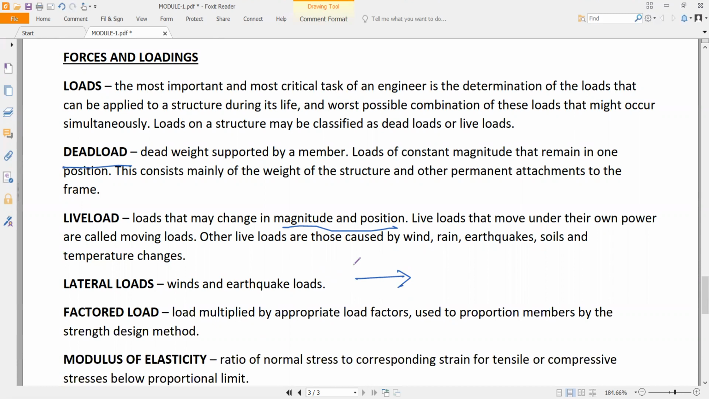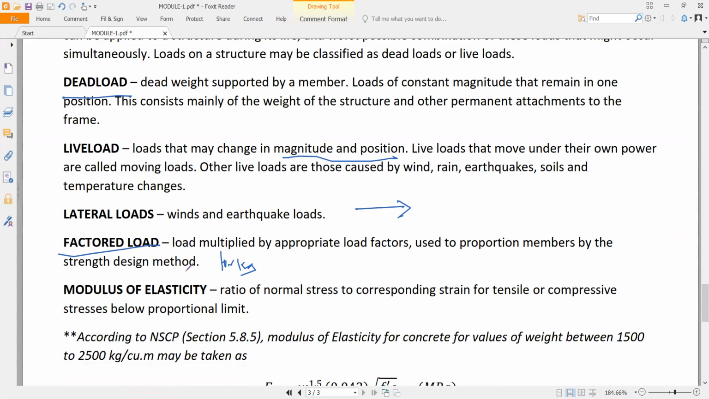So, factored load, like I said, kung 100 kilograms ang capacity natin, nagkakaroon tayo ng factor. So that, meron tayong parang multiplier na ginagamit para mapataas natin yung loadings natin. So that, diba, mas malaki yung kinoconsider natin na load.